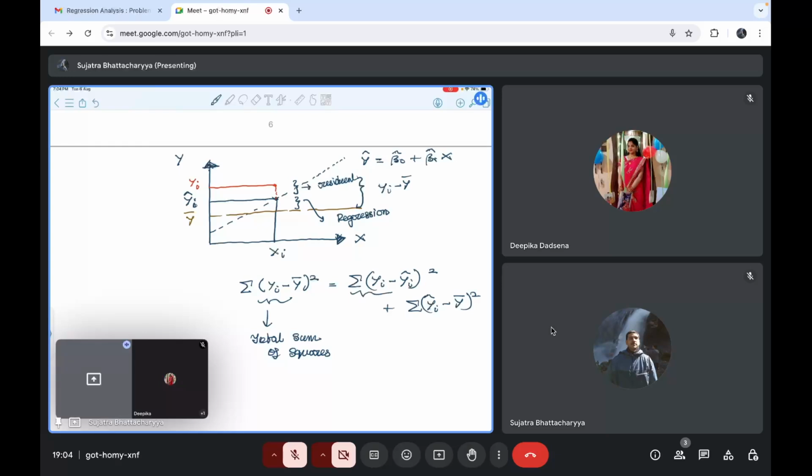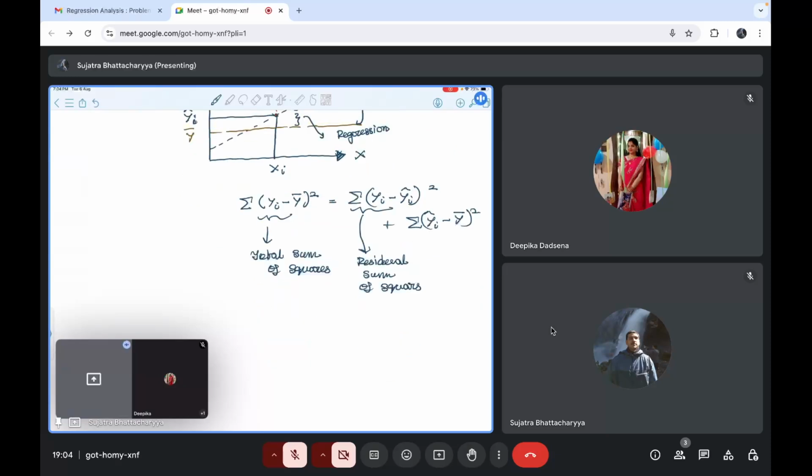This one is very known to us. This is the residual sum of square, what we call SS residual. This is familiar. And the last one is called the regressed sum of square, SS regression. So finally, we can write this as SST, the total sum of square, equals SS residual, that is residual sum of square, plus SS regression.